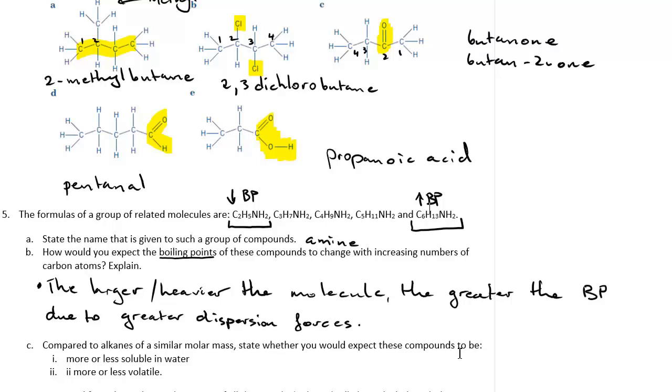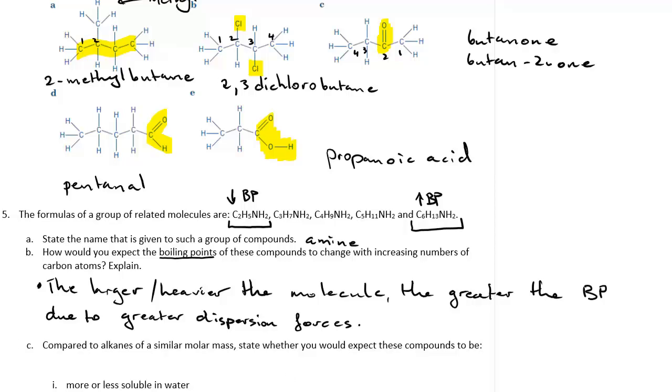Compared to alkanes of similar molar masses, state whether you would expect these compounds to be more or less soluble in water, or more, what is that meant to be? More or less volatile. Okay, so now we're making comparisons.